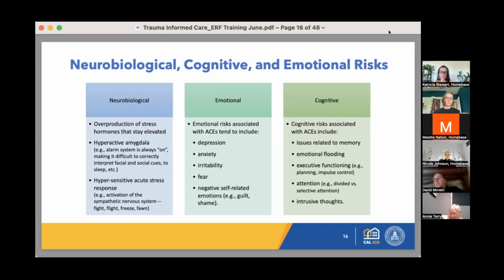And again, I encourage you to think about, like, when have you seen these things in your clients? For example, some case managers complain that their clients don't seem to be paying attention, or they seem to have trouble getting to appointments. And it's helpful to remember that that can be an effect of trauma or ACEs, somebody having difficulty with those things.